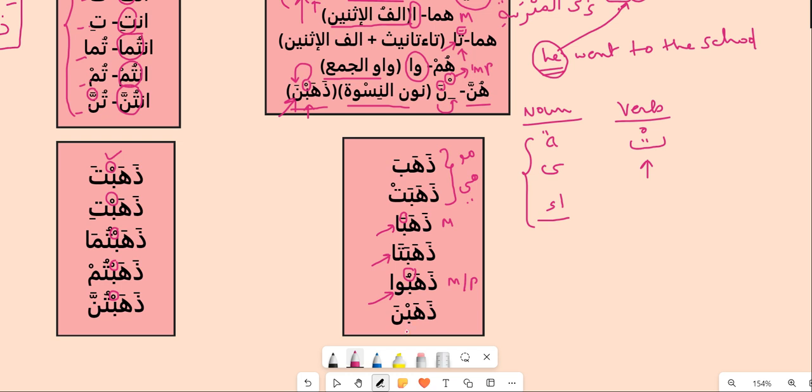Dhahabna. The moment we come to feminine plural, this sukoon gives you the surety, the proof that the noon with fatha is the damir noon niswa. Dhahabna, a lot of feminine women went. So this is all about the past tense damirs.